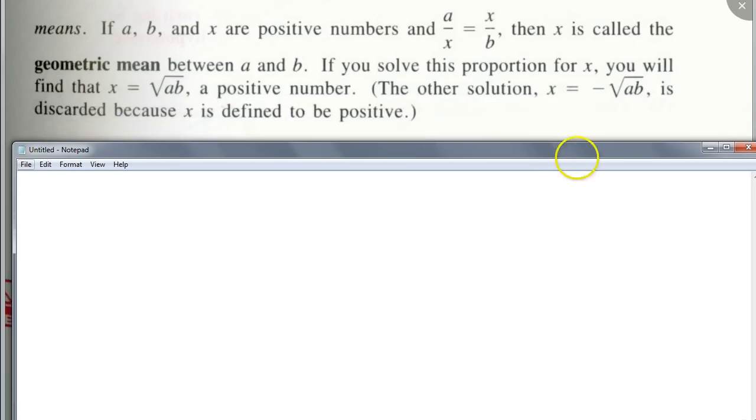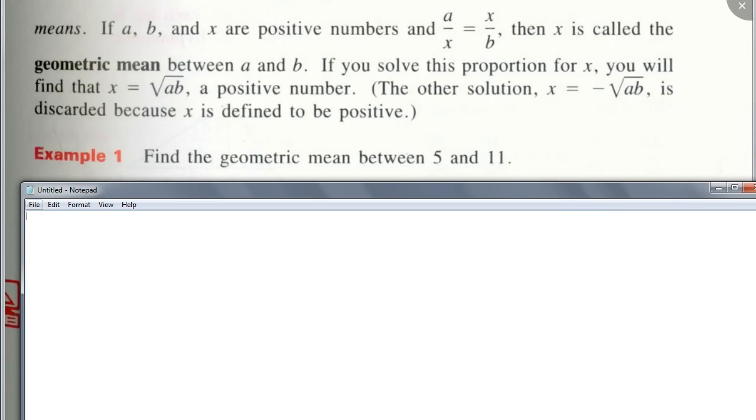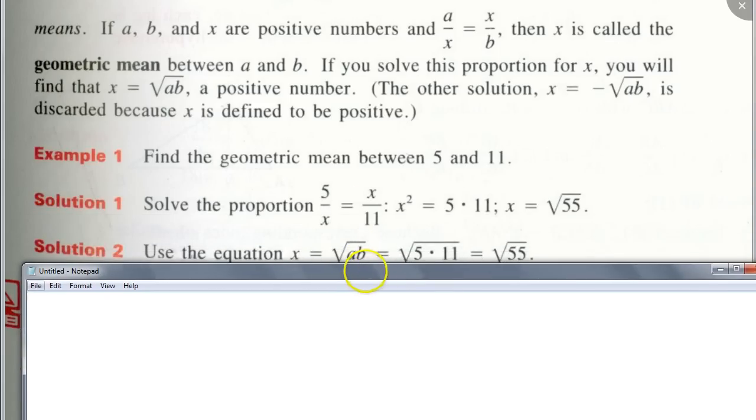If you know this to be true, can you find the geometric mean between 5 and 11? Go ahead, everybody try. How would you find the geometric mean? How about Krista? You just find the square root of 5 times 11, right? That's just using that formula. Or could I have used a over x equals x over b too? Would I get the same answer? Yes, so there are two ways. You still get the square root of 55.